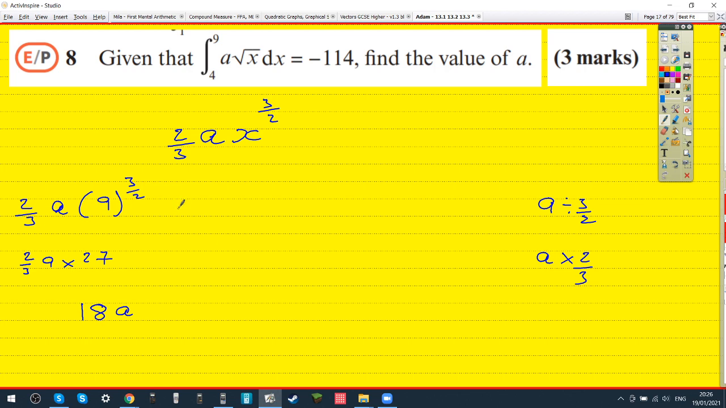For 4, I got 16 over 3a. Yeah, that's what I was expecting. And then we make them both equal to minus 114. And what's in between the two of them? Minus. Well done. So we just do 18a minus 16 over 3a, so 38 over 3a equals minus 114.